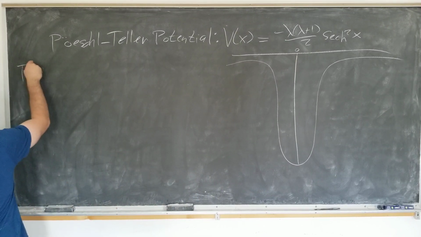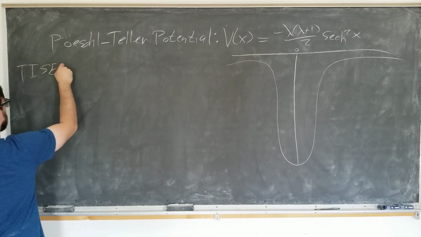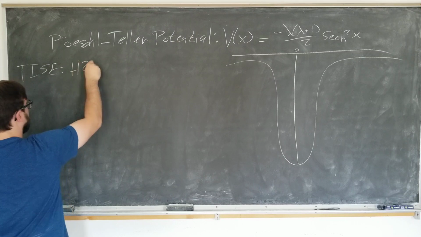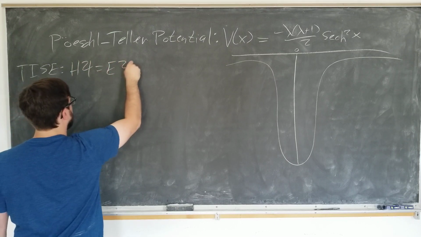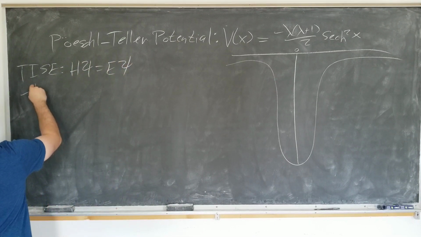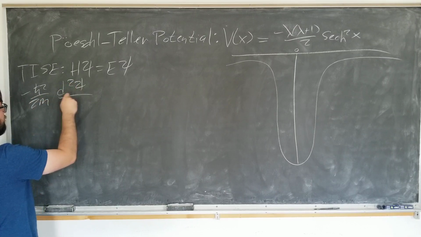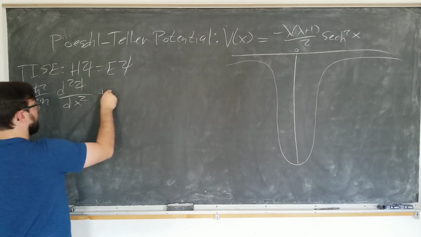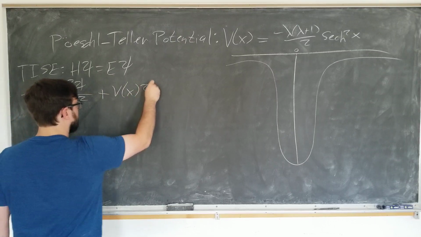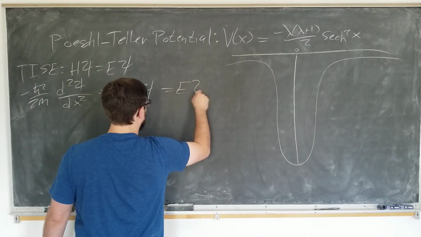Recall the TISE from the previous video. H psi is equal to E psi, or minus h bar squared over 2m d squared psi by dx squared plus V psi is equal to E psi.